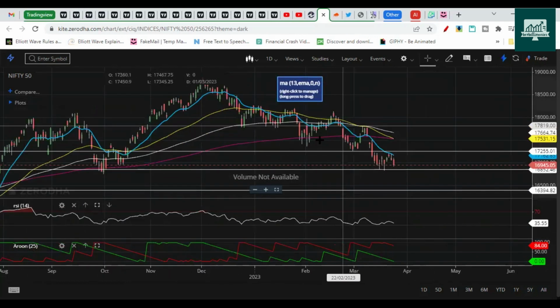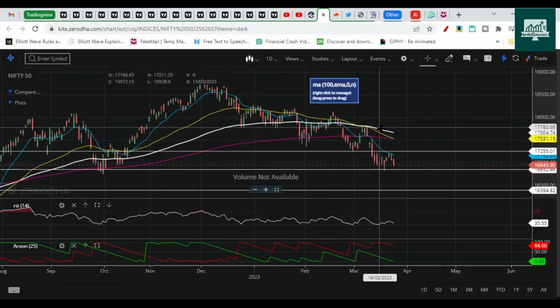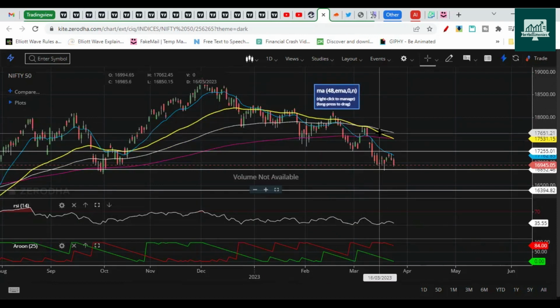So here you can see 200 EMA, Nifty is trading well below 200 EMA, and 100 EMA, this white line, and this is 48 EMA.